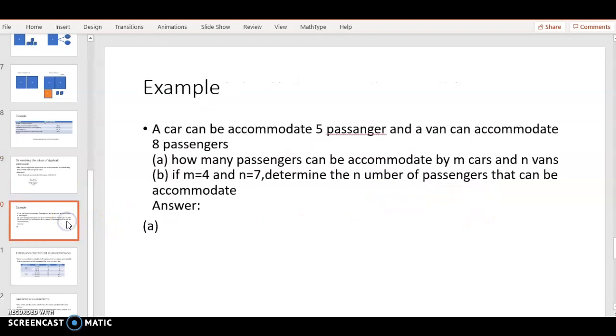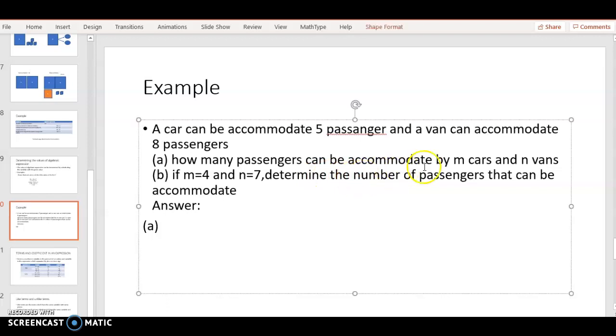Now we look at another example. A car can accommodate 5 passengers and a van can accommodate 8 passengers. A, how many passengers can be accommodated by m cars and n vans? B, if m is equal to 4 and n equal to 7, determine the number of passengers that can be accommodated. So you have to find the answer.